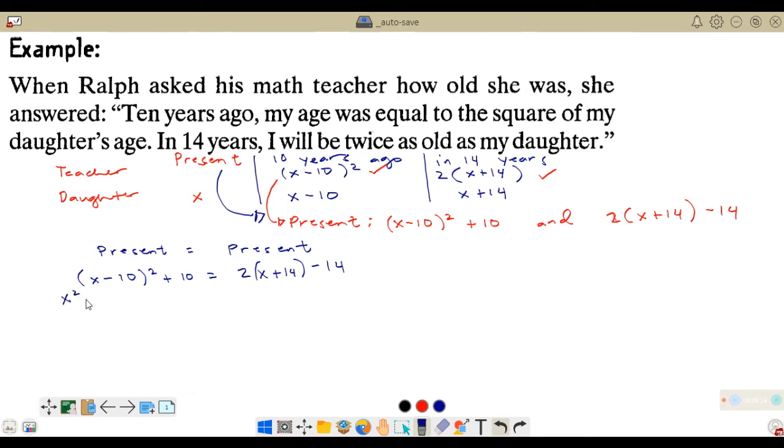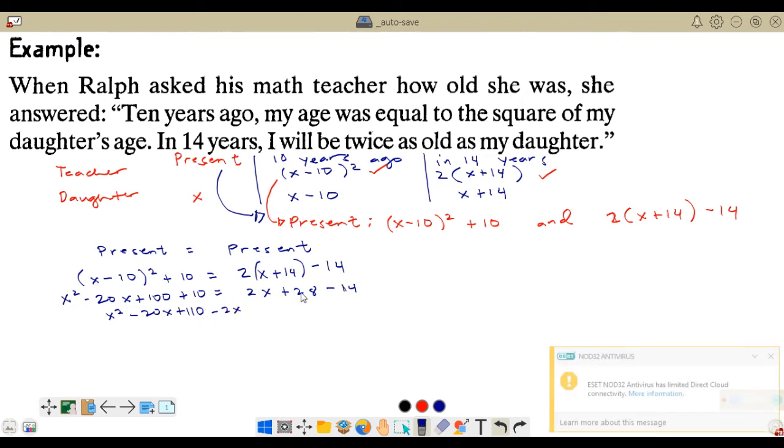You will end up with x squared minus 20x plus 100 plus 10. And on the other side, you will get 2x plus 28 minus 14. So, let's simplify. This is x squared minus 20x plus 110. Ilipat ko na to dun sa kabila ha. Minus 2x. And then 28 minus 14 is 14. So, may plus 14 ka dito. Therefore, magkakaroon ka ng minus 14 sa kabila. And that will be equal to 0.